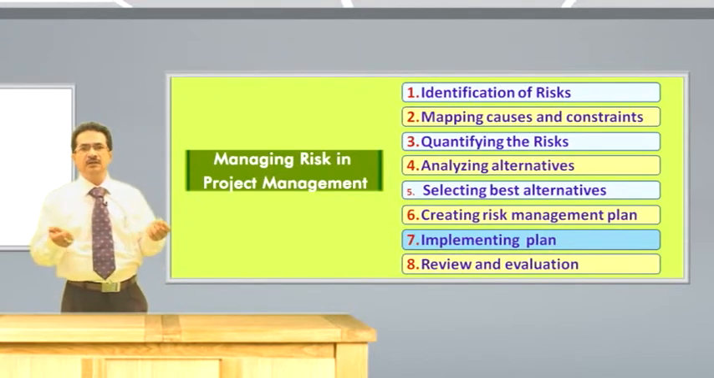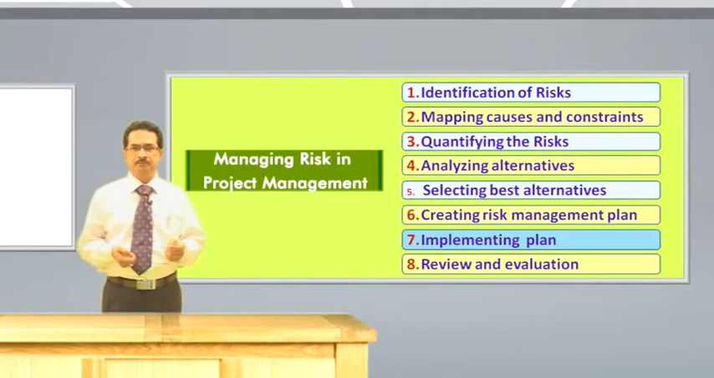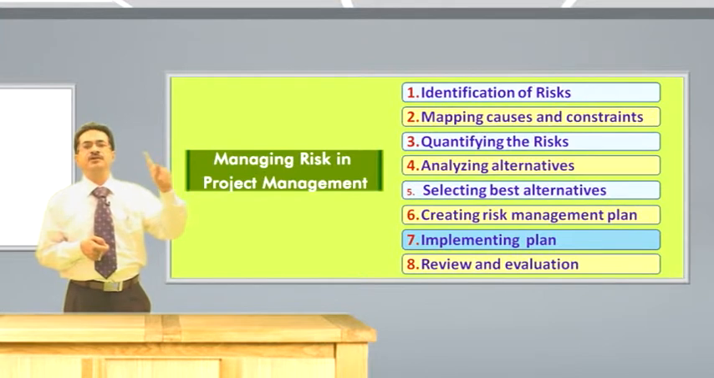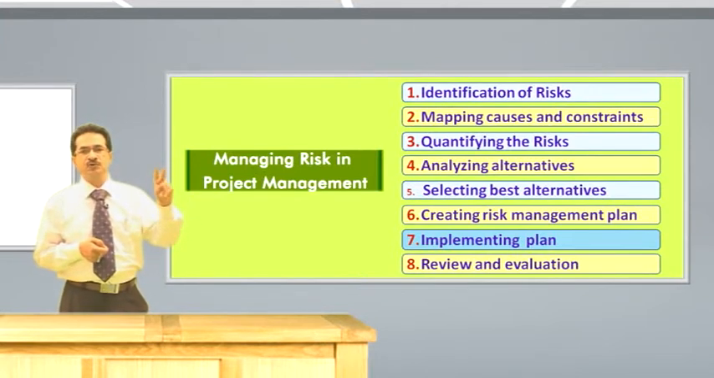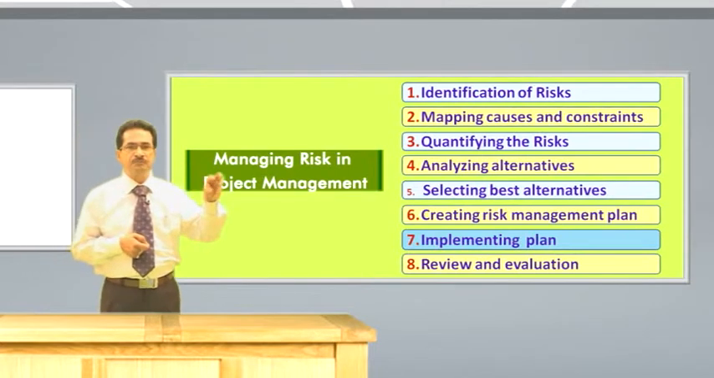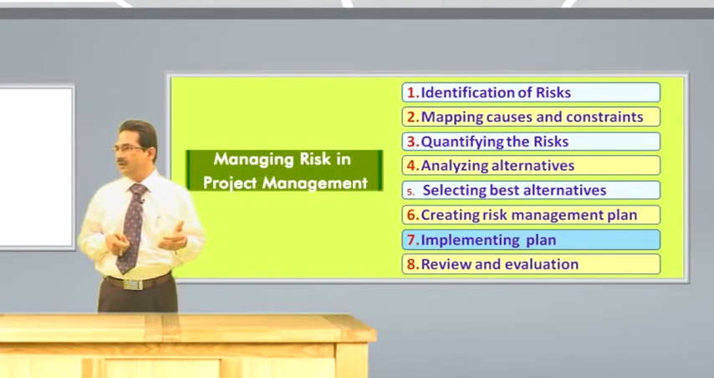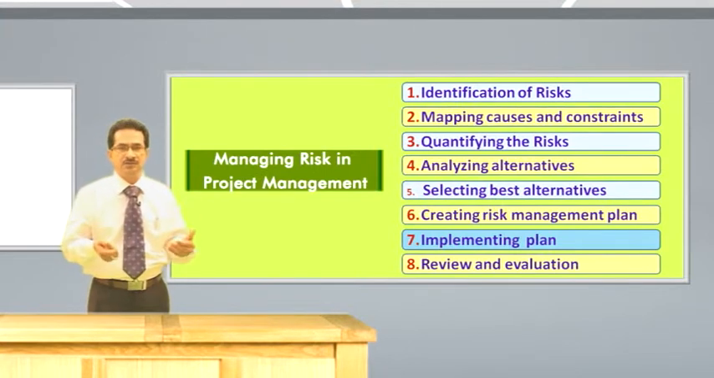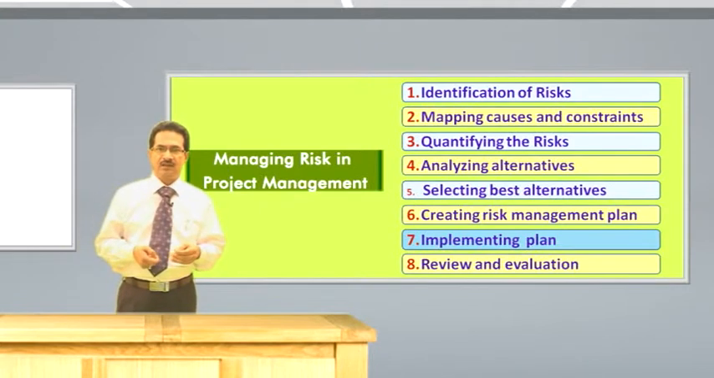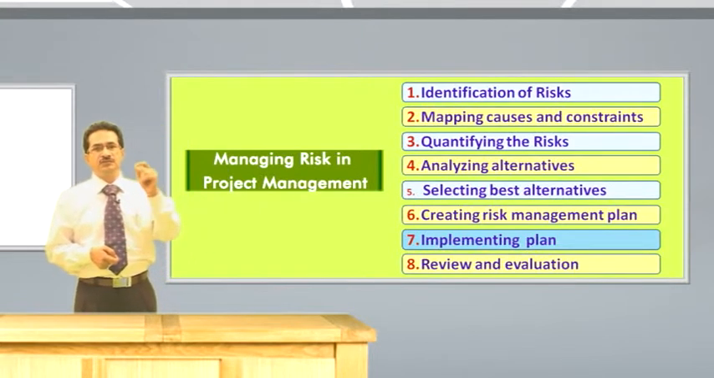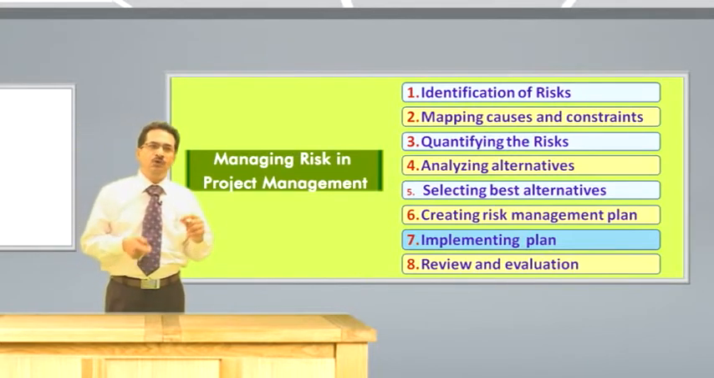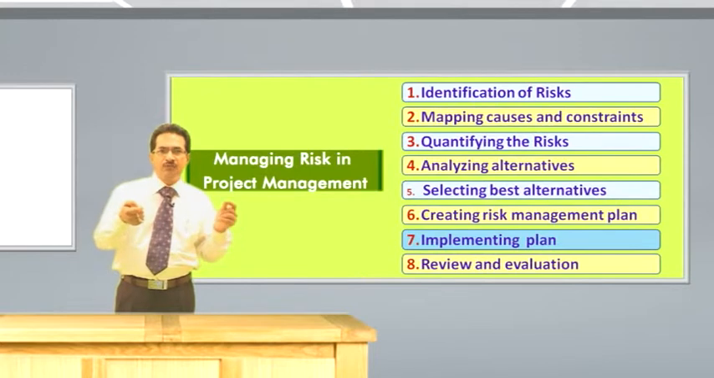Step number 7 is implementation of plan, and here two things are important: coordination and periodical review. There must be coordination among different sections, and there must be periodical reviews, because usually risk management particularly is overlooked in general.